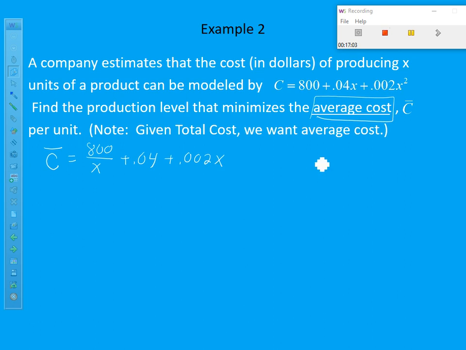So I took our cost equation and I divided it by x. Now, let's find this derivative and set it equal to 0. So I got 0 equal negative 800 over x squared.